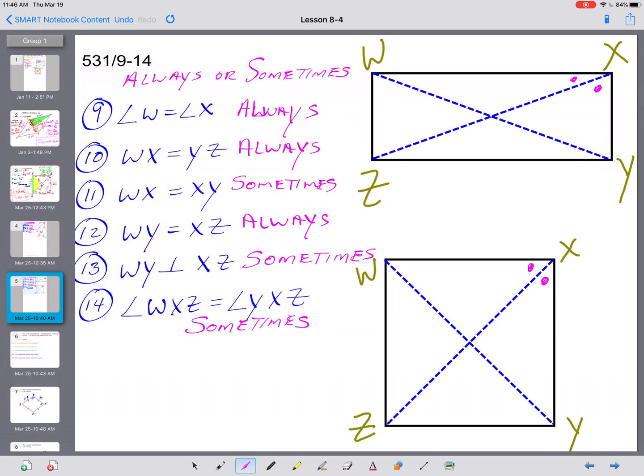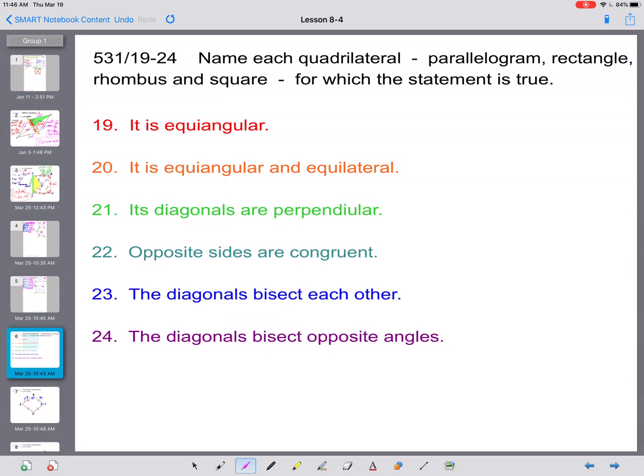Okay, let's go to the next one. On this one, we want to name either parallelogram, rectangle, rhombus, and square, and we want to do all the answers that apply. Of those four up here at the top, parallelogram, rectangle, rhombus, and square, we want to put all of them that apply. Let's look at the first one.